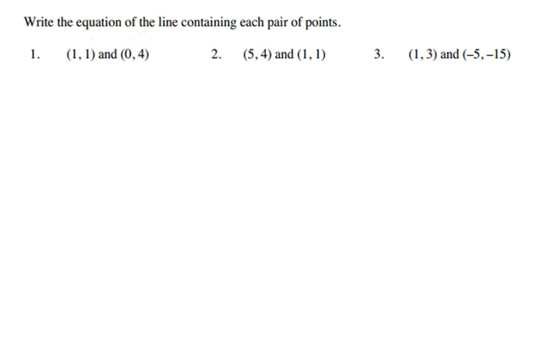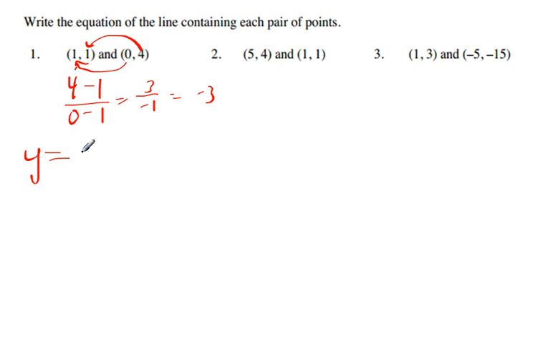My voice is groggly because it's early in the morning for me. Here we go. 4 minus 1, 0 minus 1, in that order. Again, I could go the opposite direction, but if I go 1 minus 4, I have to do 1 minus 0 for the underneath part. But it's 3 over negative 1, which is negative 3. So up to this point, I have y equals negative 3x plus b.